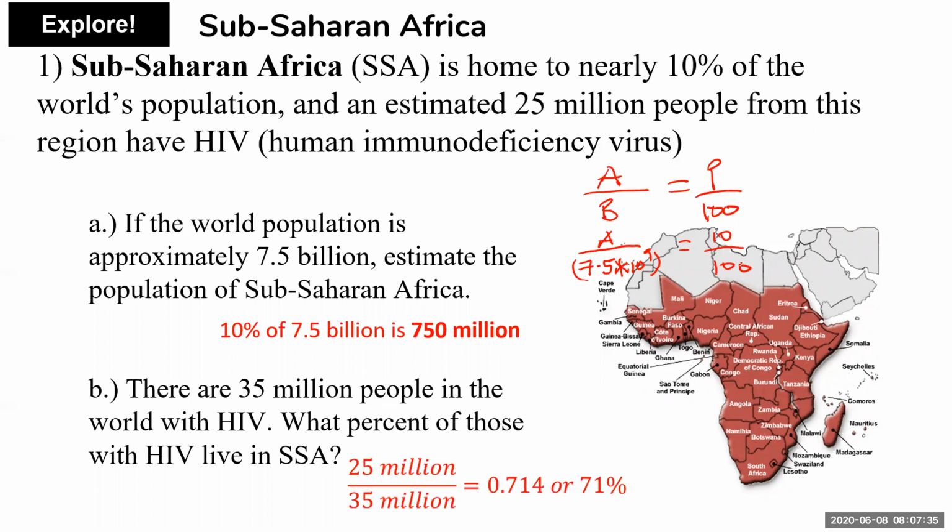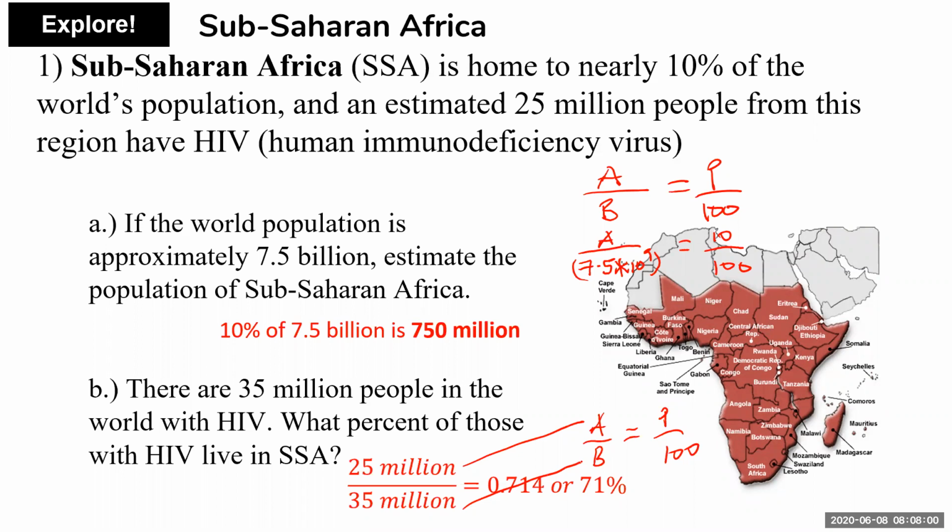Okay. Now there are 35 million people in the world with HIV. What percent of those with HIV live in sub-Saharan Africa? And you still could use that formula, A over B equals P over 100. So that is that, and that is the base. Okay, and you find P.